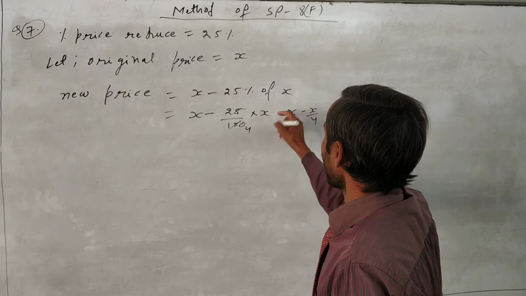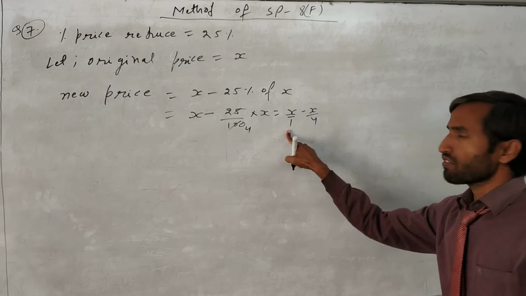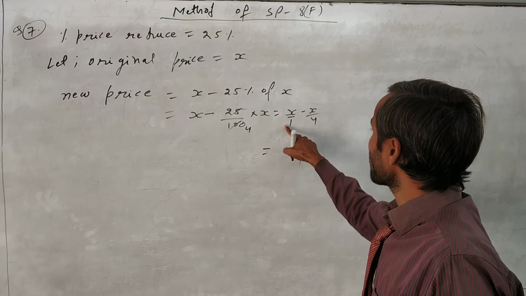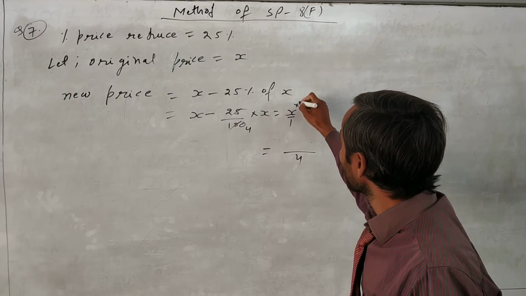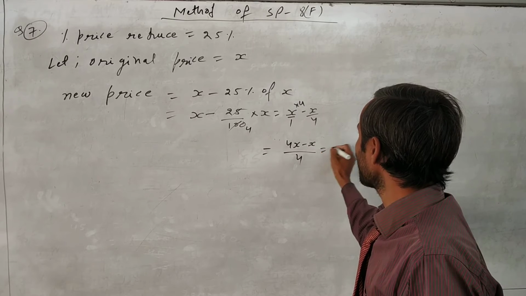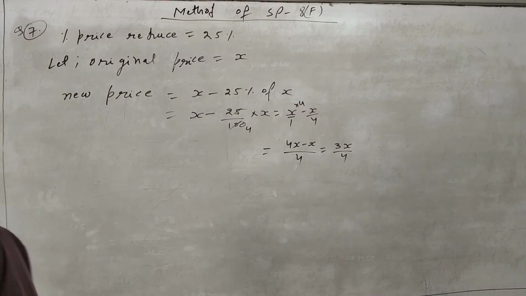After that you have to take the LCM here. Nothing is written, which means 1. So the LCM of 1 and 4 will be 4. In one table, 4 comes 4 times, so we multiply here by 4, and x stays the same. So x minus x will come 3x upon 4. So the new price is 3x upon 4.